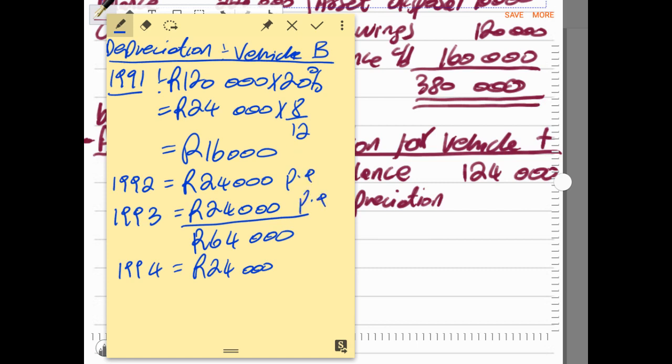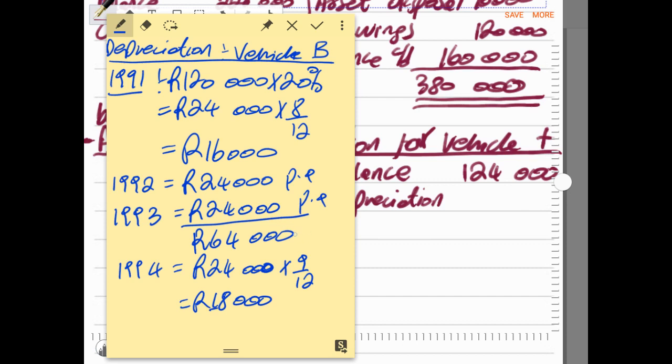This is only for 9 months. So now we don't need depreciation for the full year. We only need it for the number of months, which is only 9 months. Then we multiply that by 9 over 12. If you say 24,000 times 9 over 12, that will give us 18,000 rands as the depreciation for the current year of motor vehicle B.